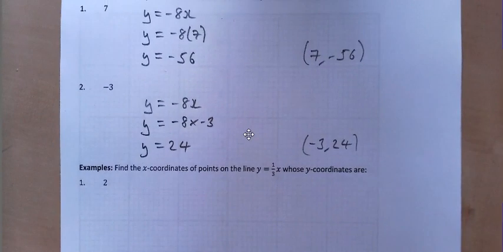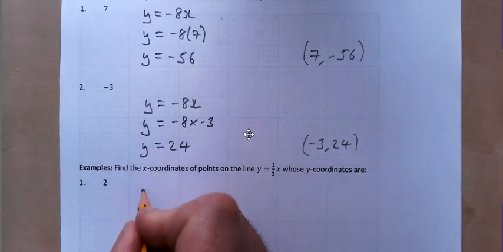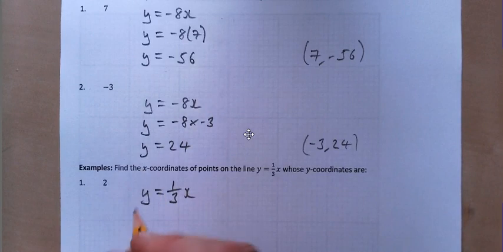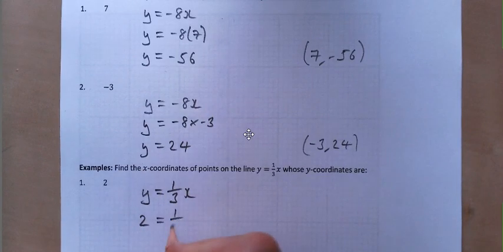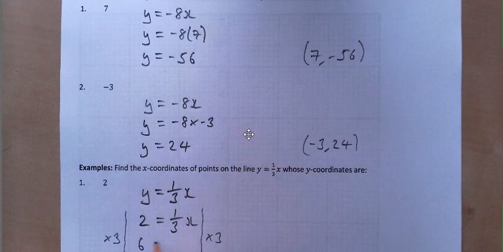Next bit then, find the x coordinates of the point on the line y equals a third x, whose y coordinates are 2. So write it out, y equals a third of x. And instead of exchanging our x coordinate here, because we're trying to find the x coordinate, we're given the y coordinate. We're going to 2 equals a third x. You can do this a couple of different ways really, but if we have a third of x and we want x, we would multiply both sides by 3. If you multiply this by 3, you get 6. You multiply this by 3, you're going to get x. So the x coordinate we want is going to be 6. So that would be the point 6, 2. So across 6 and up 2.